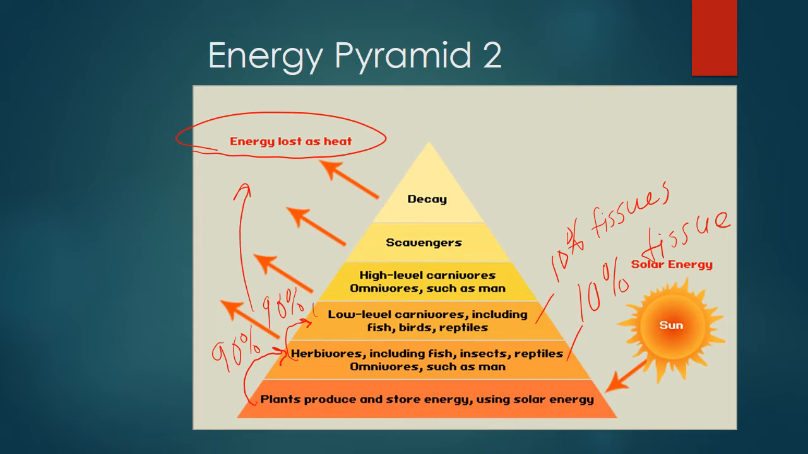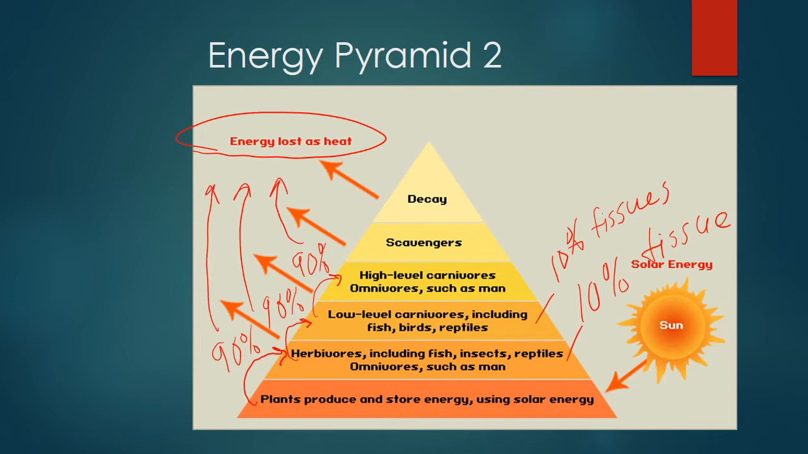So the tertiary consumers have even less energy available, so there's less of them. They're also usually larger, by the way. And again, 90% is lost as heat energy.